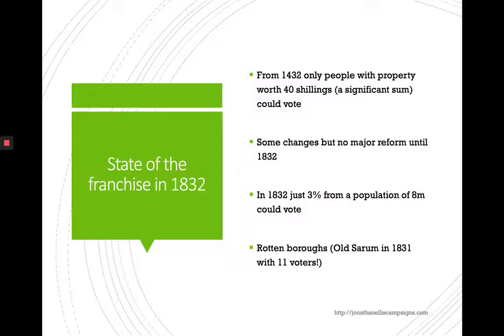But at that time, just 3% from a population of 8 million people could vote, just 3%. And there was a real challenge, particularly in terms of the problem of rotten boroughs. And the classic, which is often cited, is the constituency of Old Sarum in Wiltshire. In 1831, it had the grand total of 11 voters.